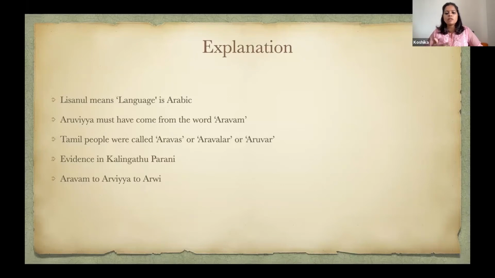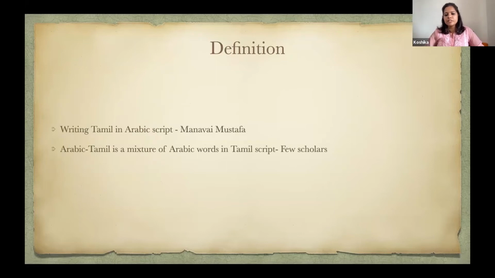So these are all just assumptions. We saw the evidences, and we have mentions and claims that maybe this might be that, this might be that. Okay, so that is how the word Aruvia or Aravi came. So Aravi means Arabic Tamil. It's a script.